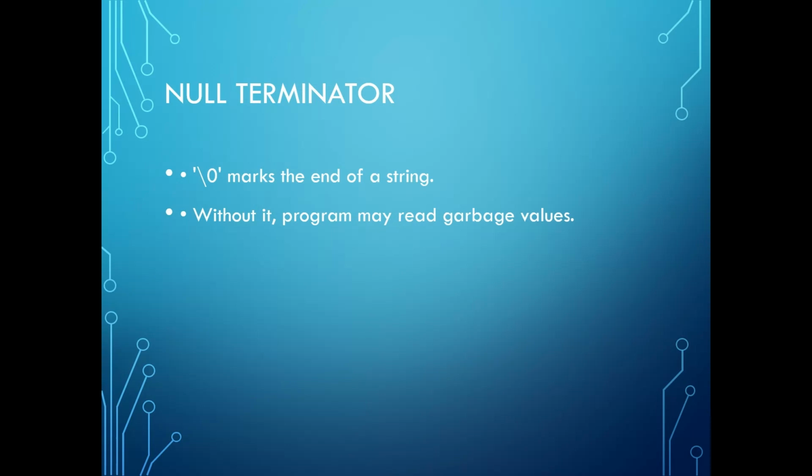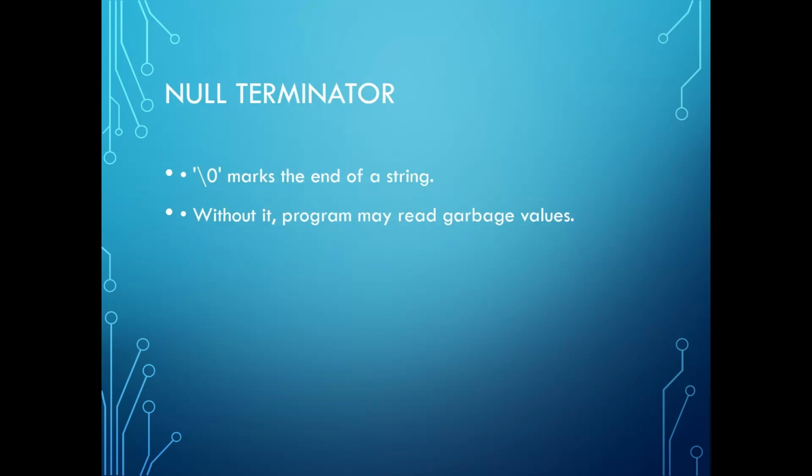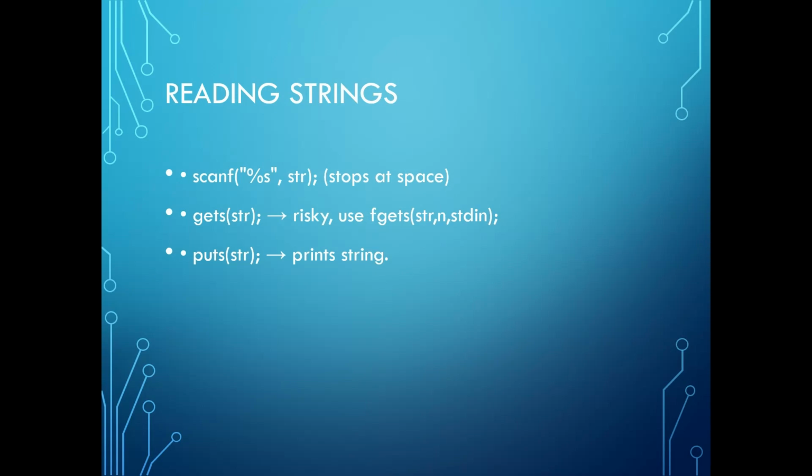So what is the null terminator? The null terminator basically marks the end of the string. Without it, the program may read garbage values. So you have to keep in mind when using strings in your implementation that it must always end with slash zero. Always keep this in mind, otherwise you will get garbage values.